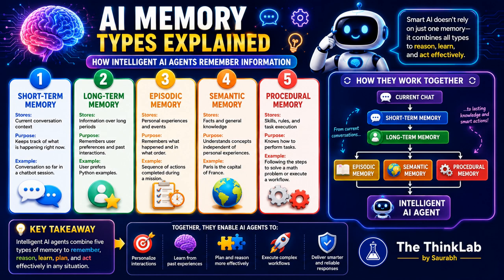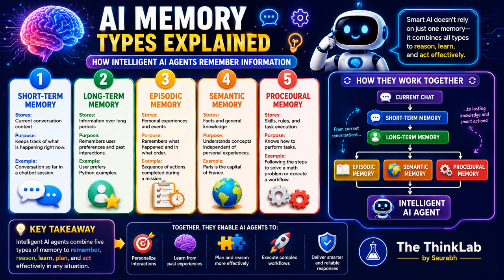However, this memory is temporary. Once the conversation ends, or the context window is exceeded, the information may disappear. Just like a human remembers a phone number only for a few seconds, AI uses short-term memory to stay focused on the current task.